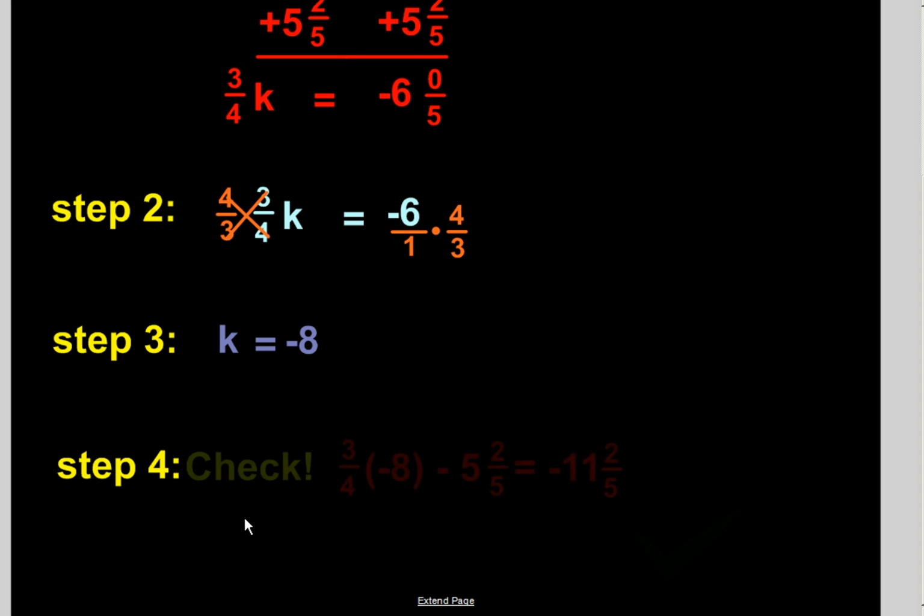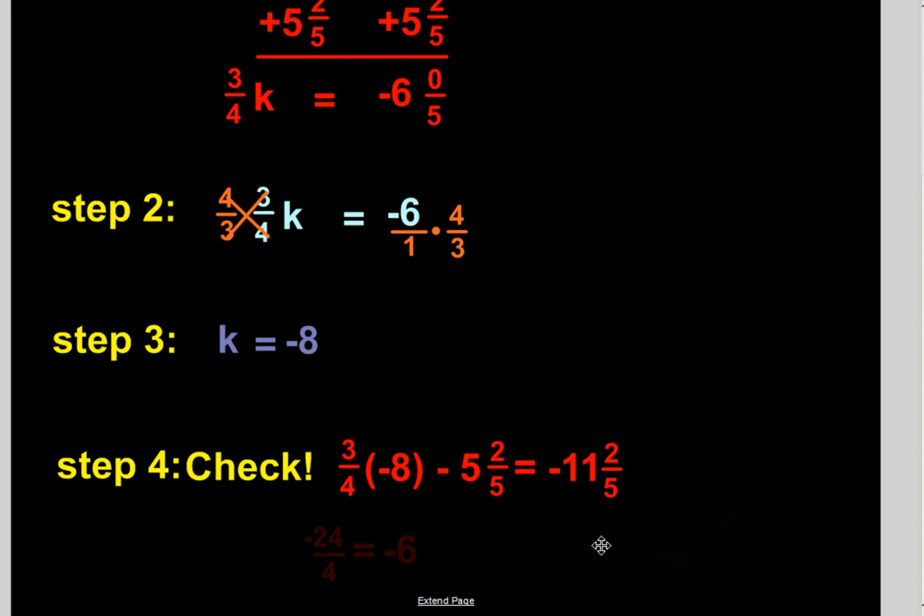Let's try our check. So we substitute k for negative 8. And if I go ahead and do this part first, I'm going to be multiplying first because of order of operations. 3 times negative 8 is negative 24 over 4, which simplifies to negative 6. So negative 6 minus 5 and 2/5 does equal negative 11 and 2/5. So my check works out. My problem is correct.